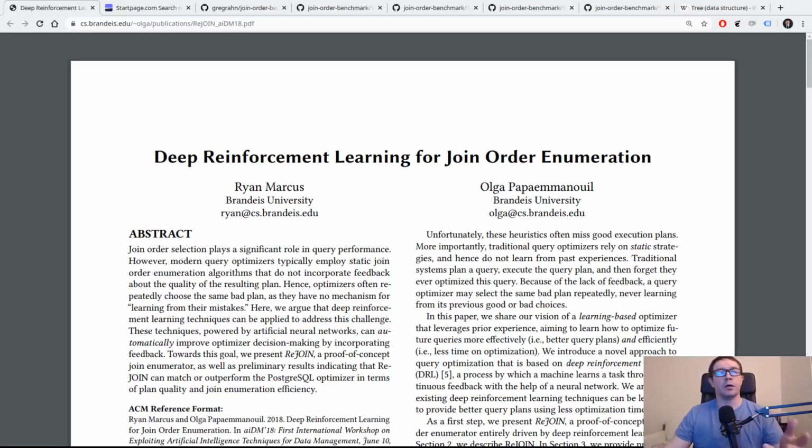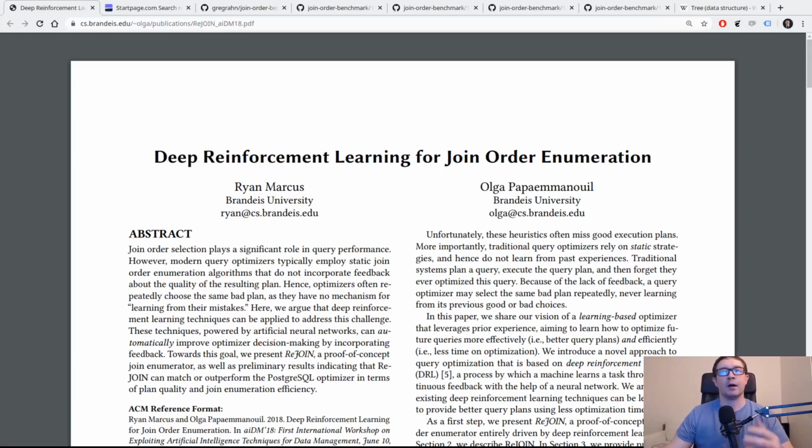We'll read the abstract first. If you don't know how to read papers, the abstract kind of tells you what it is about, what you can expect from the paper. It says, join order selection plays a significant role in query performance. However, modern query optimizers typically employ static join order enumeration algorithms that do not incorporate feedback about the quality of the resulting plan. Hence, optimizers often repeatedly choose the same bad plan as they have no mechanism for learning from their mistakes. Here we argue that deep reinforcement learning techniques can be applied to address this challenge.